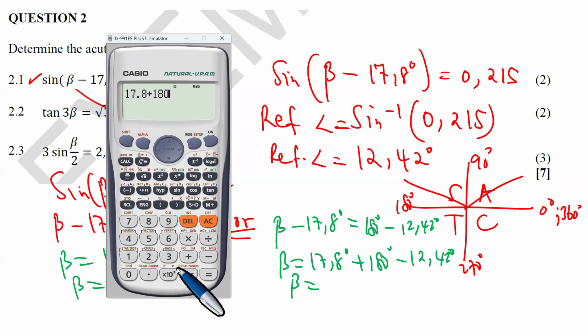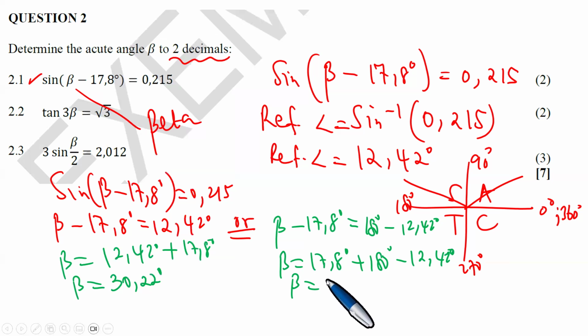I'm just trying to verify that we are actually getting the same answer. So it's 12.42, which is exactly this one. It's 185. What did you get again? 185.38. So yeah, you're getting 185.38 degrees. So these are the answers, but remember that the examiner said determine the acute angle beta.